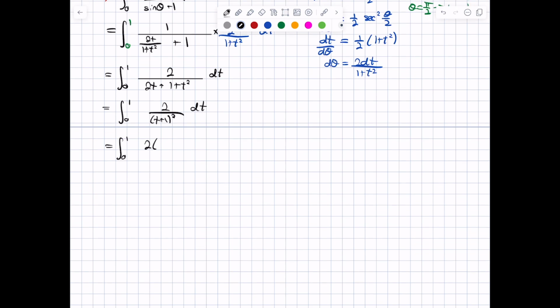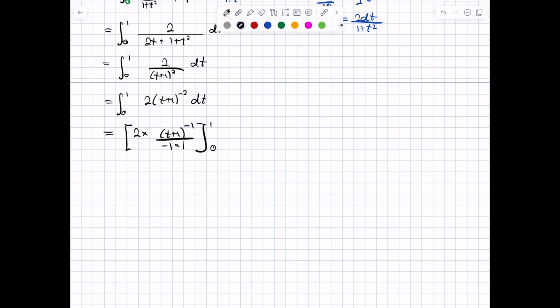That'll be 2 into t plus 1 to the negative 2 dt. And now I simply add 1 to the power and divide by the power. So it'll be 2 times t plus 1 to the negative 1 divided by negative 1, and also divided by the inside derivative, which just happens to be 1, which is nice for us. And I sub in 1 and 0. Before I sub in, I might just tidy things up a little bit for myself. Looks like I've got negative 2 on t plus 1.